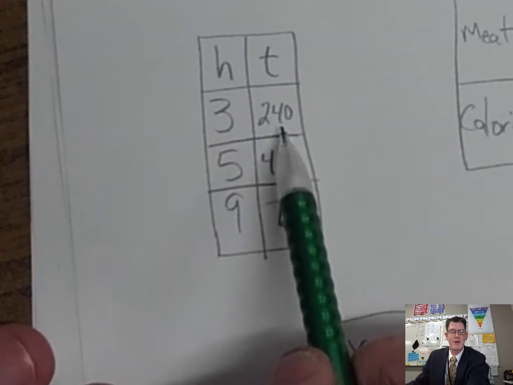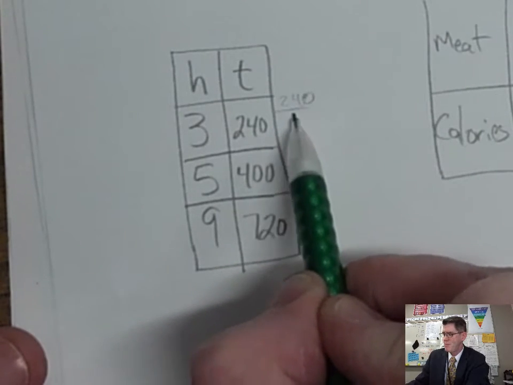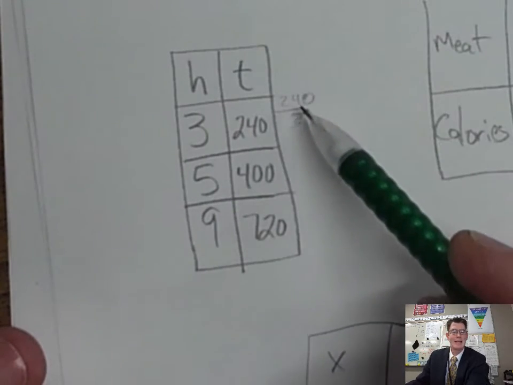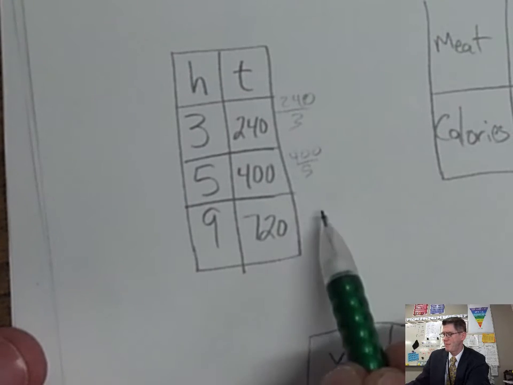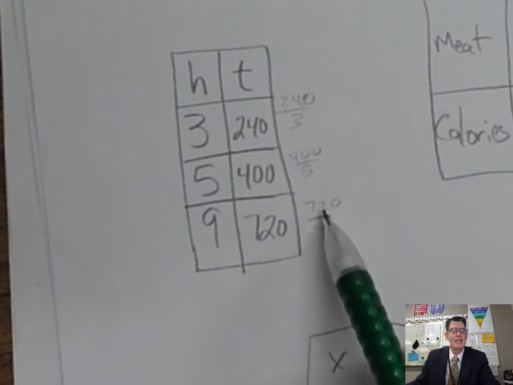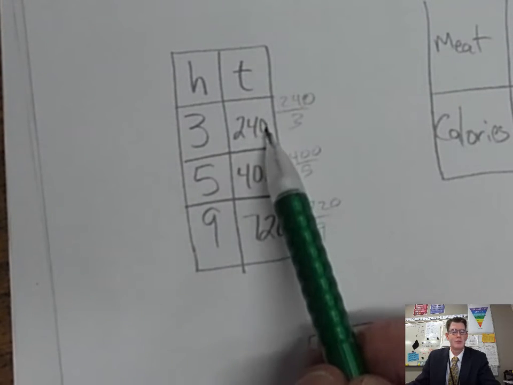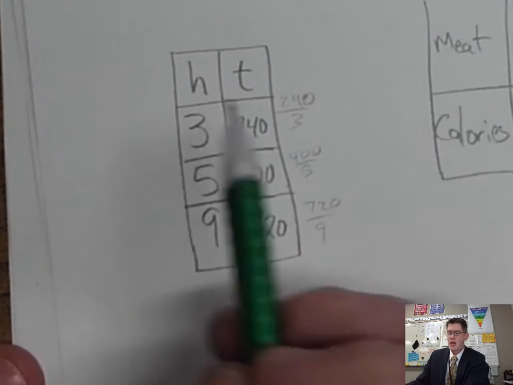Well, how is that a fraction? Well, you can put 240 over 3, make it a fraction, and see if when you divide that, you get the same thing as 400 divided by 5 or 720 divided by 9. You can divide these in the same order, 240 by 3, 400 by 5, 720 by 9. You could do it the other way.